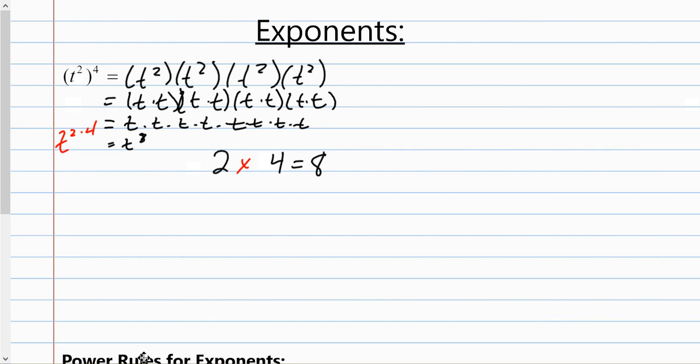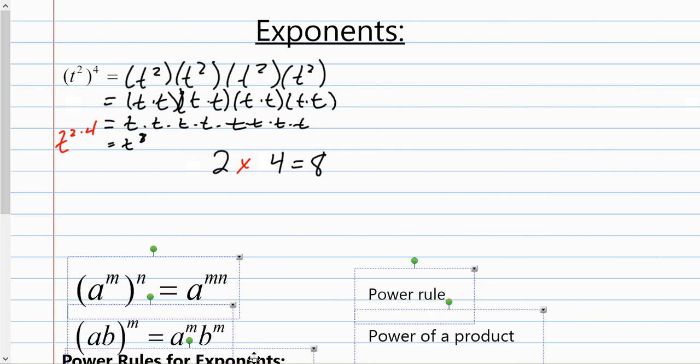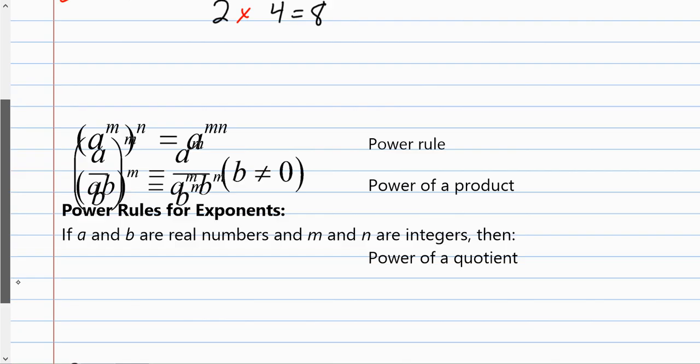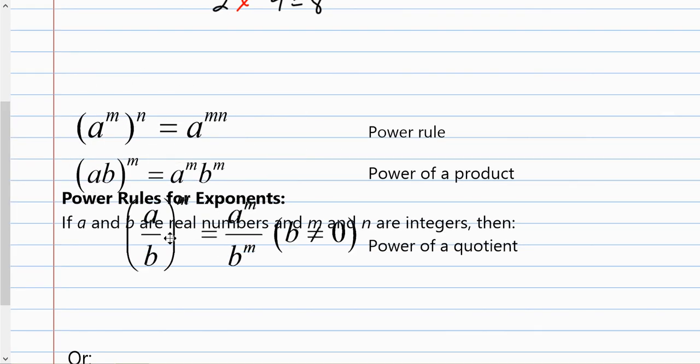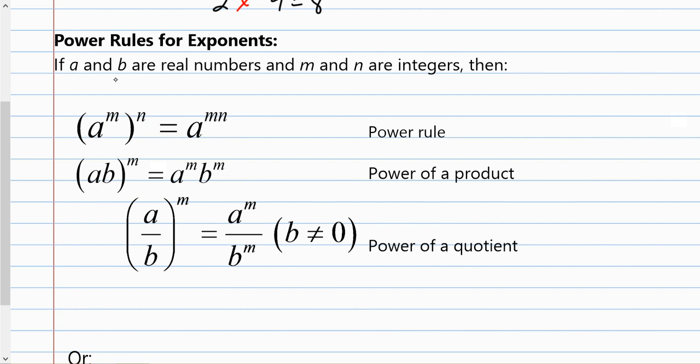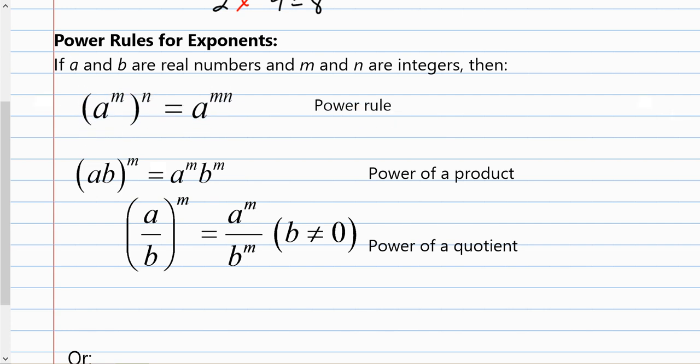So, as you've probably figured out, my things are all mixed up. I want that one. Okay. The power rules for exponents. If I have a to the m, to the n power, I just multiply my two exponents.